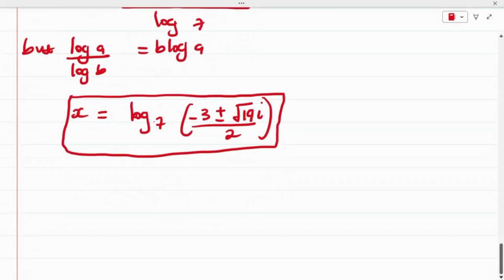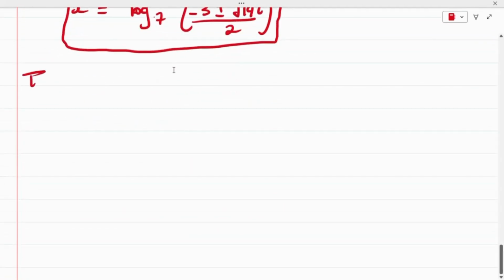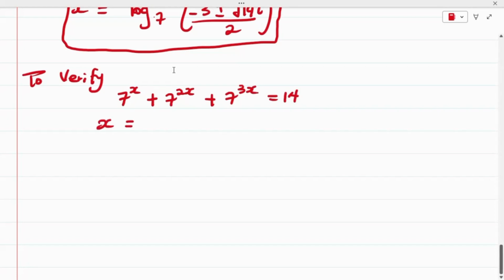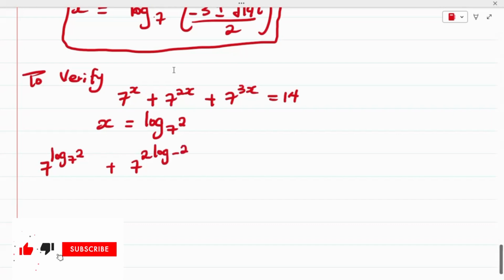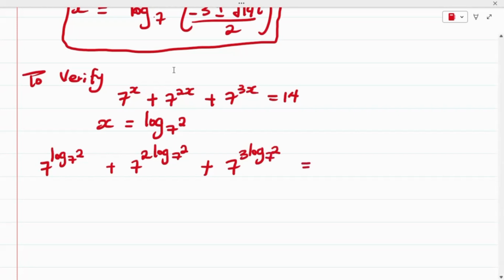The next thing we want to do is to verify to show that our answer is actually correct. So to verify, we have the equation 7^x + 7^(2x) + 7^(3x) is equal to 14. We have that x is equal to log 2 base 7. So we have 7 raised to the power of log 2 base 7, plus 7 raised to the power of 2 log 2 base 7, plus 7 raised to the power of 3 log 2 base 7, and this is equal to 14.